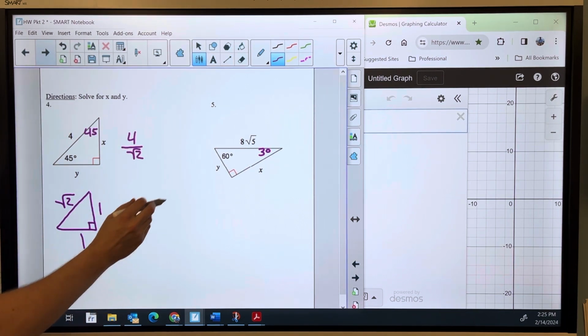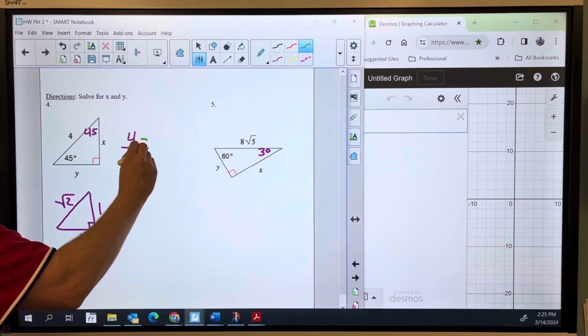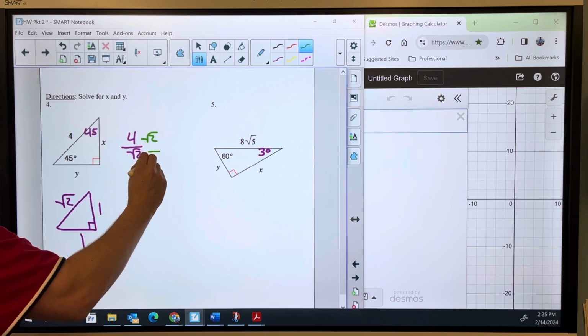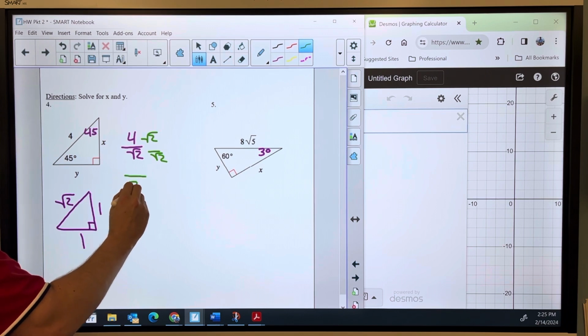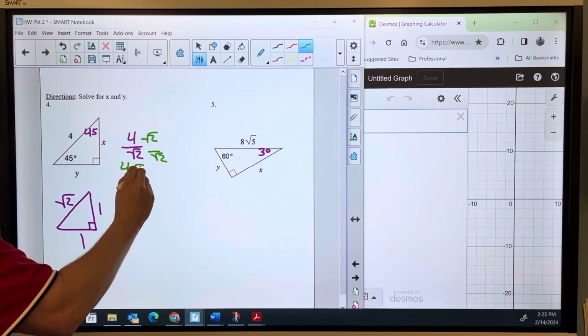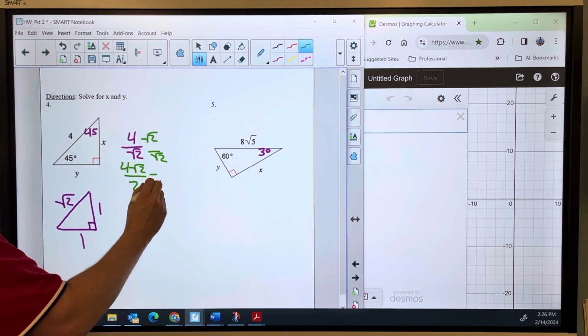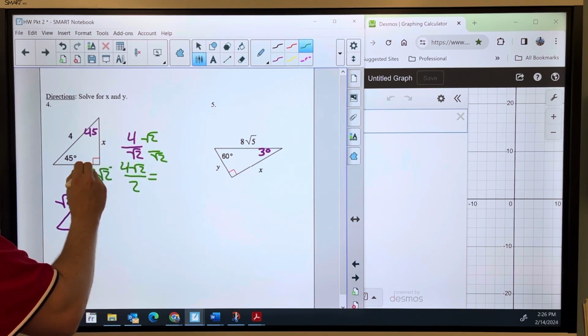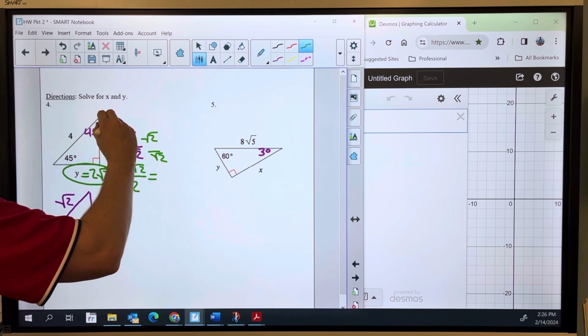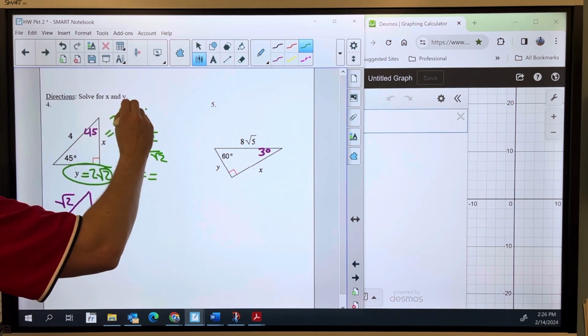I can't leave my answer like this, so I'm going to multiply by square root of 2 over square root of 2. That's going to give me 2 and 4 root 2. Those are going to simplify to just 2 root 2, since in a 45, 45, 90 they are both the same.